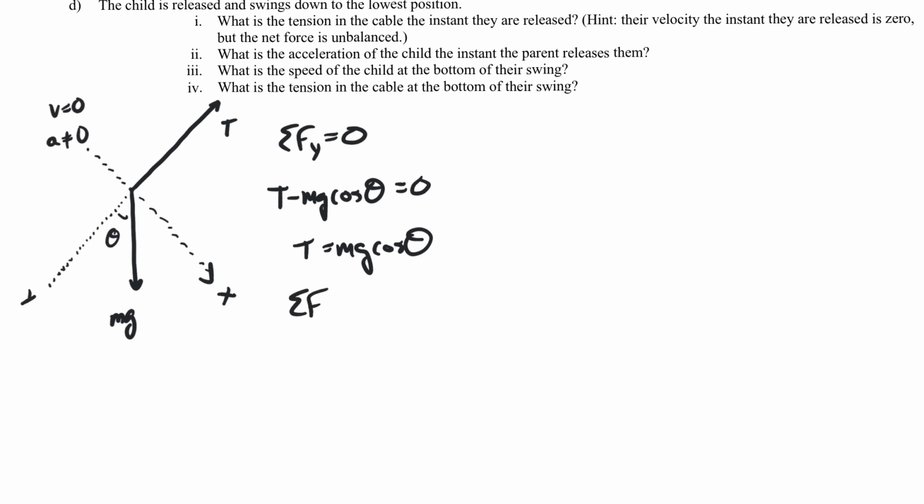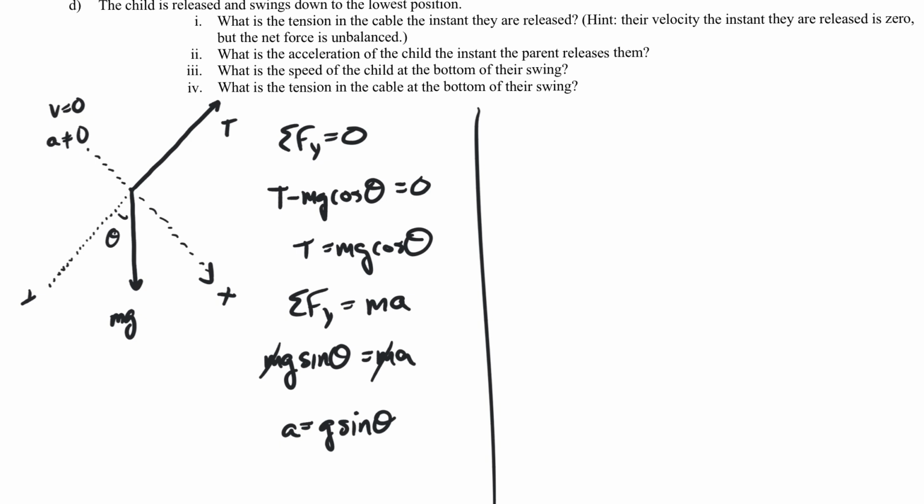Net force in the x direction does not equal 0, it equals ma. So mg sine theta equals ma. It's just like an incline. So a equals g sine theta. We all good? Pretty straightforward. That was number 1. Number 2.